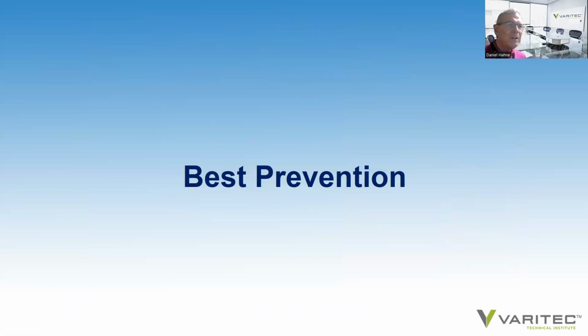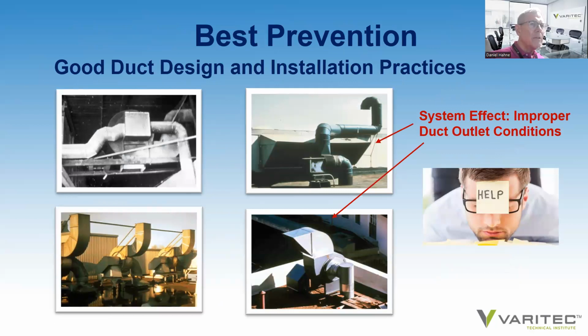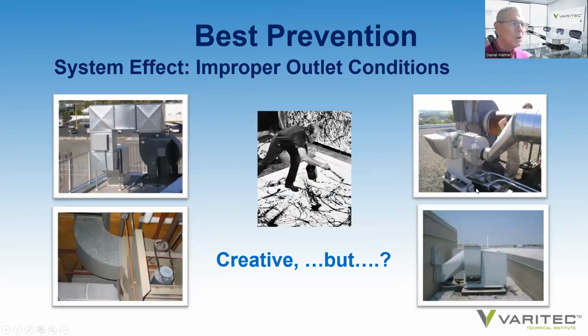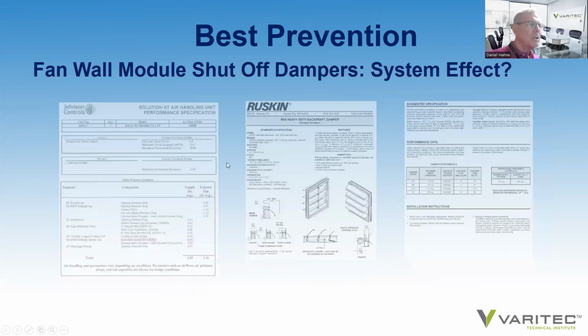So the best prevention for system effect, how do we prevent it? Well, we try to avoid creative duct designs that can often occur in the field, either through a lack of coordination in the field with the engineer or for whatever reasons. They certainly do occur, and there's a lot of demonstrated cases to show it. These are very creative duct configurations, no question about it, but somehow or another, those fans will not be supplying the air that they are capable of providing at properly designed conditions.